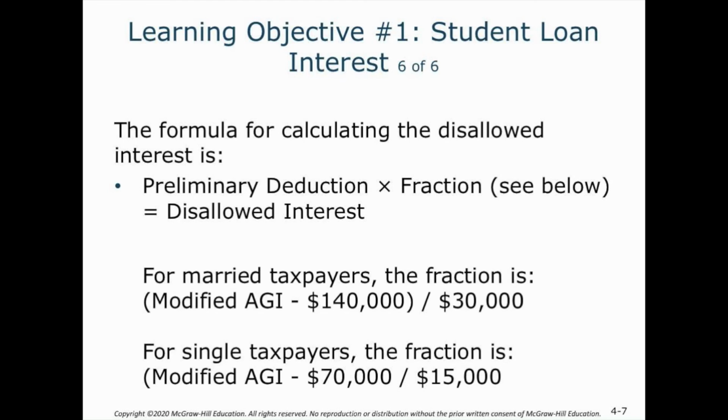If we had 170,000, the top end of that modified AGI, we would take 170,000 minus 140,000 to give us 30, divided by the 30,000 in our fraction. So we'd have 100% of that preliminary deduction, that 2,500, being disallowed. And then we're going to have a spectrum between those two numbers, and it's going to be similarly followed for a single taxpayer, with 85,000 being fully disallowed and 70,000 being 0% of the 2,500 disallowed.